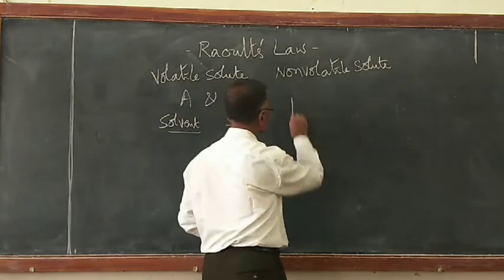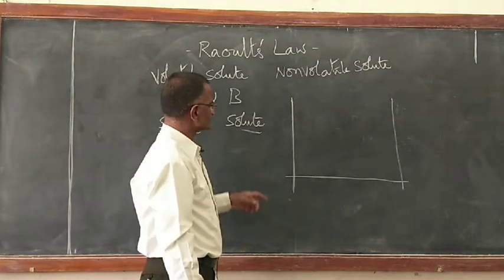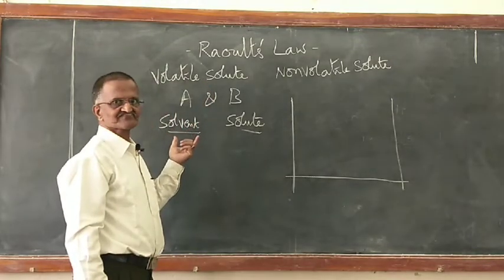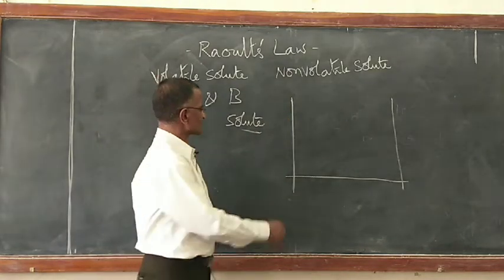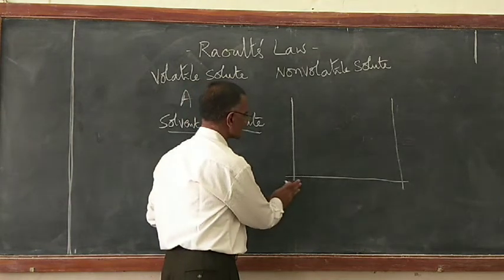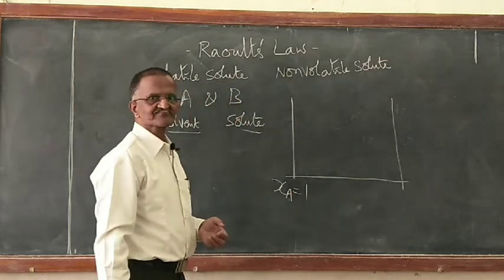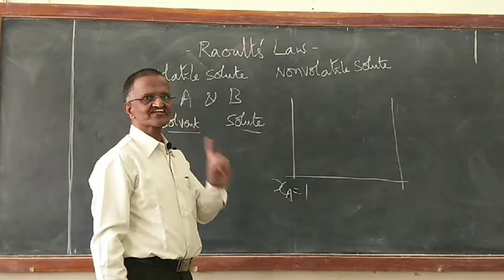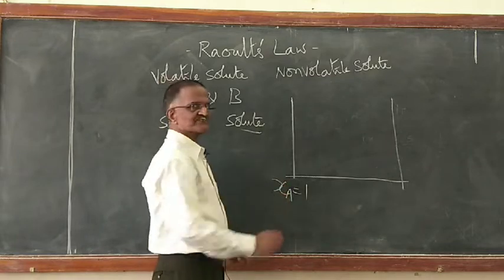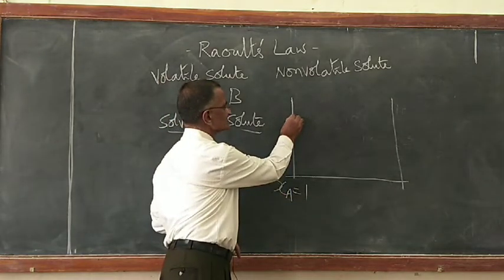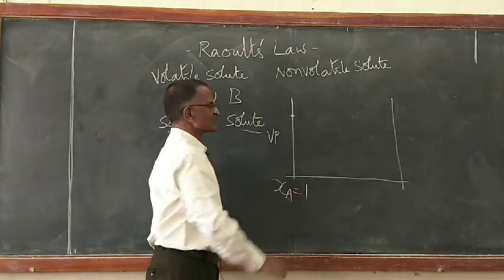So when I do that graphical representation, if I have only solvent with me, what is going to be the vapor pressure of it? If I have only solvent, it means Xa equal to 1. Xa equal to 1 means only that solvent is present. And at a given temperature, what will be its vapor pressure? Suppose that value. So on the y-axis, I am representing the vapor pressure.